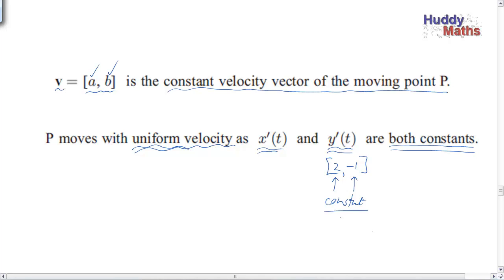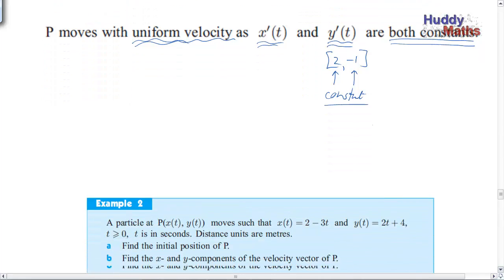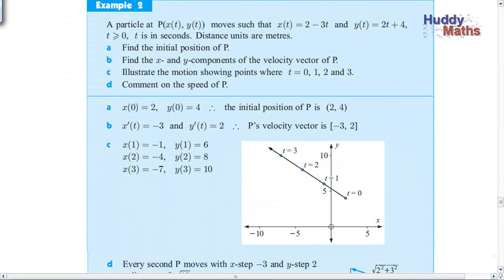Okay, so that pair of quantities varying, the x movement and the y movement, are called uniformly varying quantities because their rate of change with respect to time was constant. You get the idea? Hope it's coming together for you. Okay, let's have a look at doing a problem here.